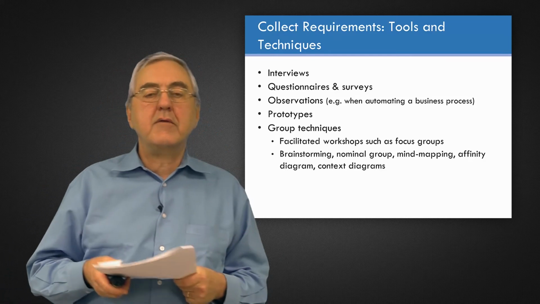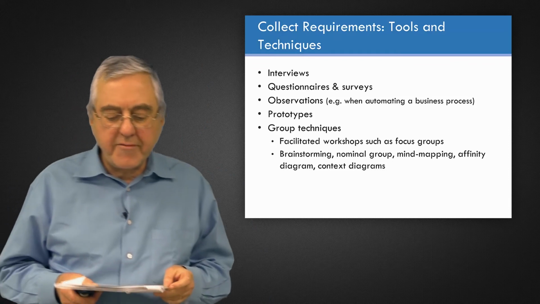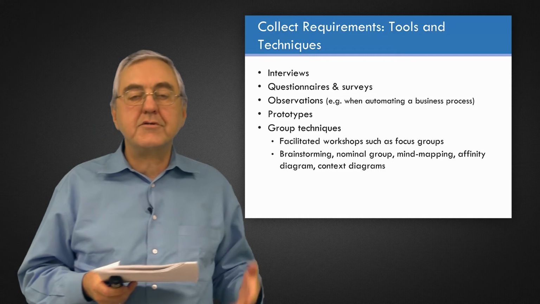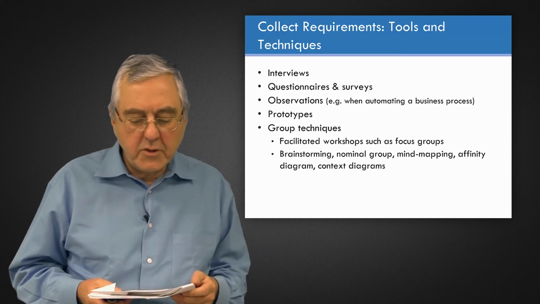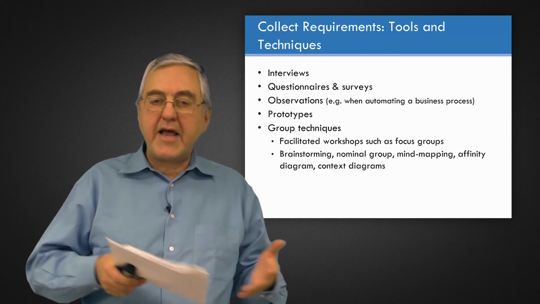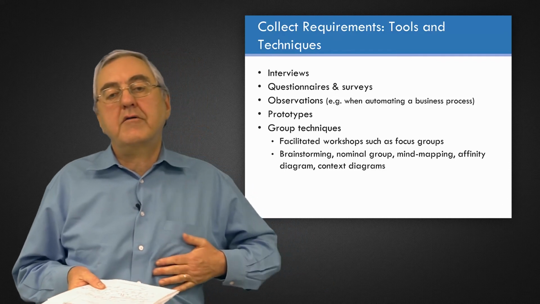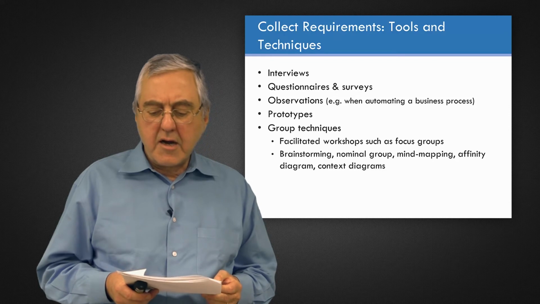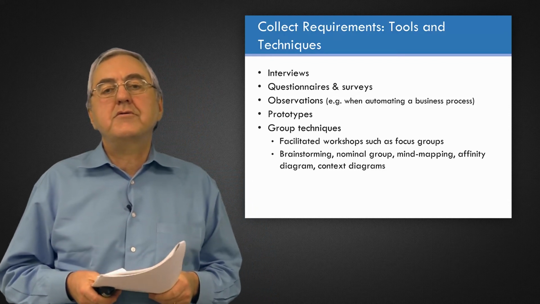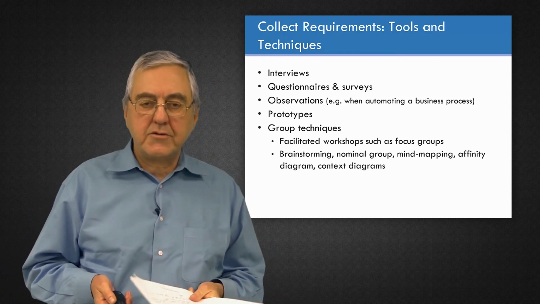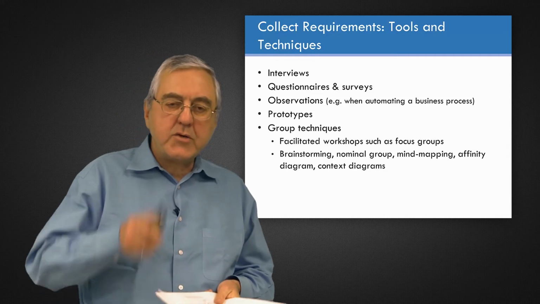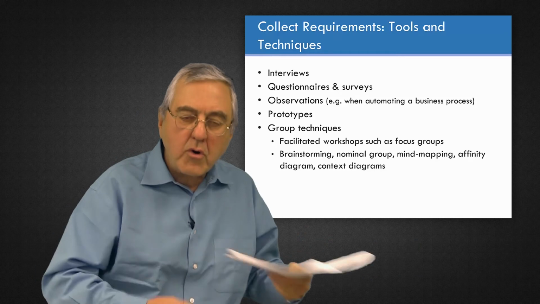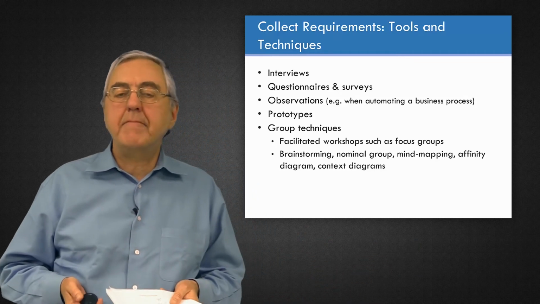But these are the ones that PMI has listed. So you're interviewing people, you're interviewing subject matter experts, you're interviewing clients and users. You can use questionnaires and surveys instead of person-to-person interviews in some cases. For business process automation projects, for example, you can use observations where business analysts will actually watch people carrying out the job in a more manual way in order to know how that process works.